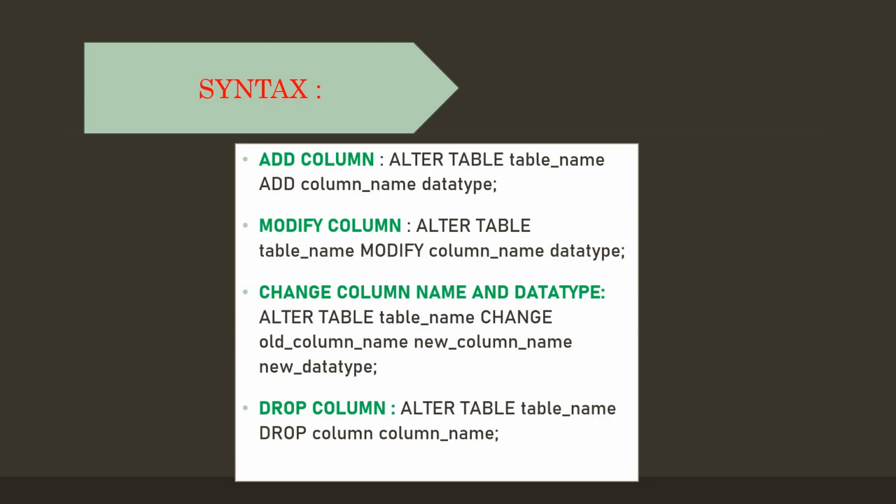Now we will try to change the column name for any particular table. So the syntax that we will follow is alter table name, then we need to write change, after that the old column name and give a space and write the new column name, then the new data type. Okay, so that's how we can change the column name as well as the data type.